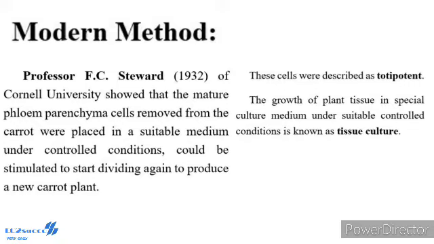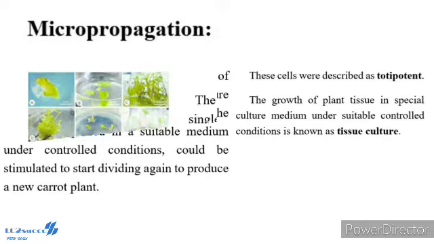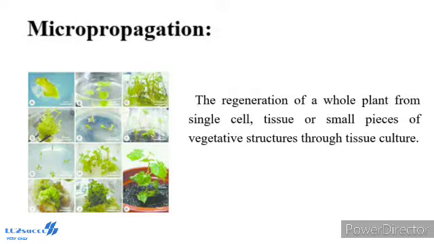The growth of plant tissue in a special culture medium under suitable controlled conditions is known as tissue culture. This is the major method commercially used today, called the micropropagation method. Micropropagation means the regeneration of a whole plant from a single cell, tissue or small pieces of vegetative structure through tissue culture.